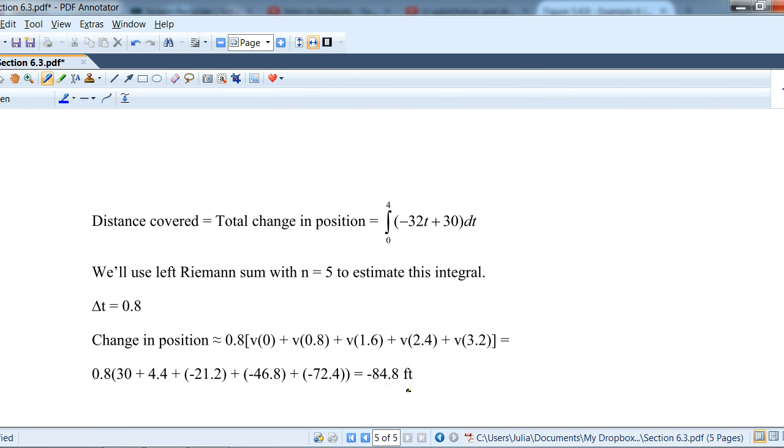So we have been using the left sums pretty much throughout this section, but also make sure to practice the right sum, and if you can, the midpoint sum as well to get the idea. And that's it.